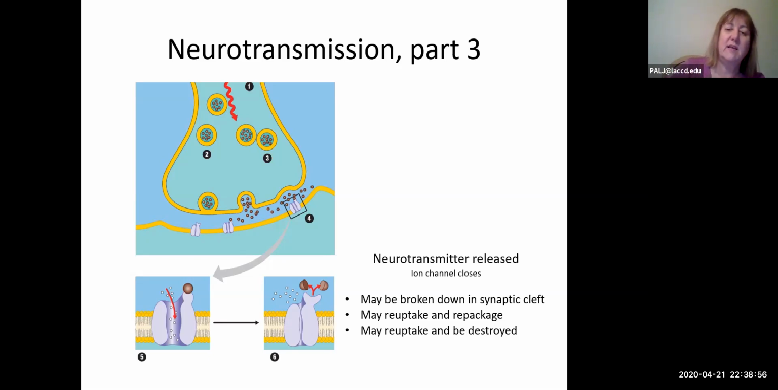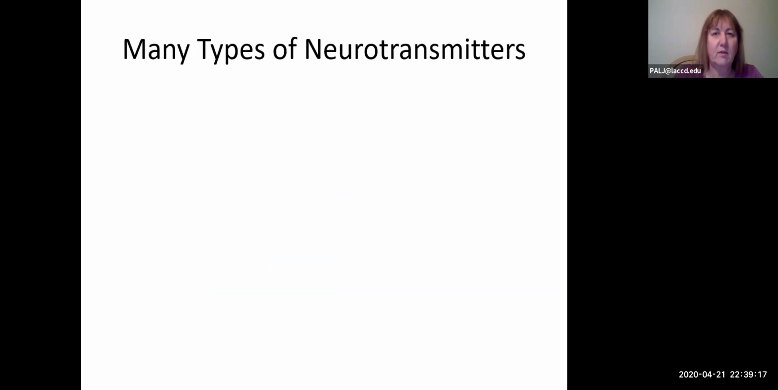Or it may be reuptaken, repackaged, sitting in a vesicle, and along comes a lysosome with its digestive enzymes, and it destroys it in the presynaptic cell. So you notice 2 of these 3 options is destroying it. All right, well, odds are it's going to get destroyed, but just letting you know all the options going on there, okay? So, do you need to review it one more time? Yeah, I thought you might.